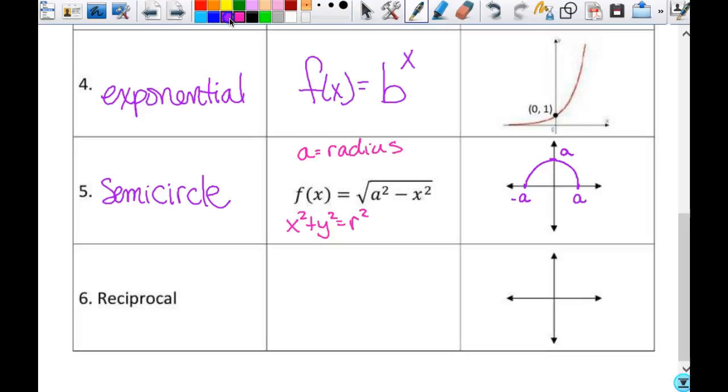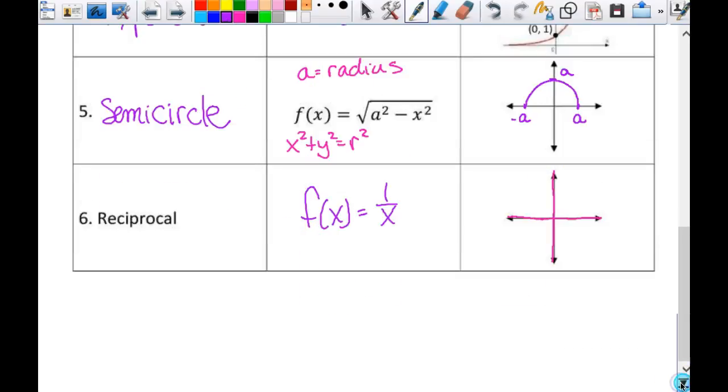All right, reciprocal. What does the function in function notation look like? F of x equals 1 over x. Good. Do we have any asymptotes here? Yes, we have x equals 0 and y equals 0. All right, so on this one, can we have any y's that are negative? Yes. Okay. And then this one just looks like this.